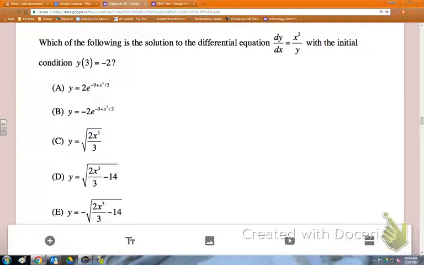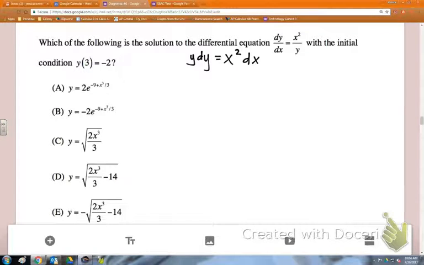All right, what's the first thing we need to do to solve a differential equation? Separate the variables. What do I have to do to do that? Multiply dx to the right, multiply y to the left. So if I do that, I get y dy equals x squared dx. Beautiful. Are my variables separated? Yes.